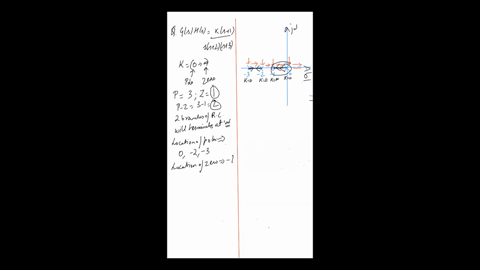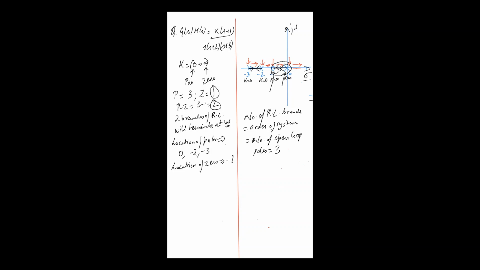How many root locus branches do we have? The number of root locus branches will be given by the order of the system, or the number of open loop poles. How many open loop poles are there? 3. So one branch is starting right here and terminating at this point. So this is one branch.